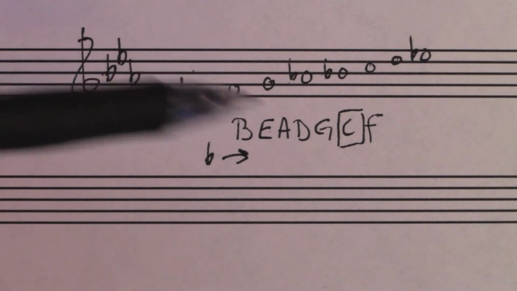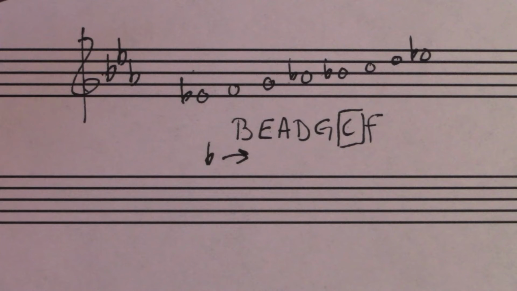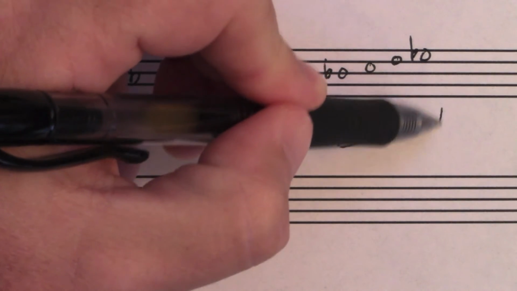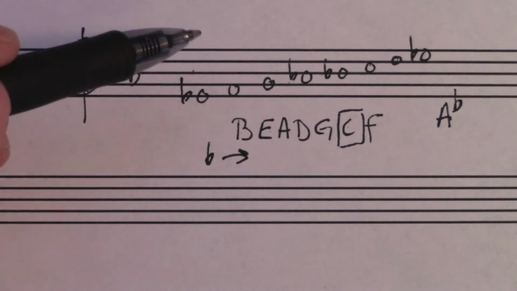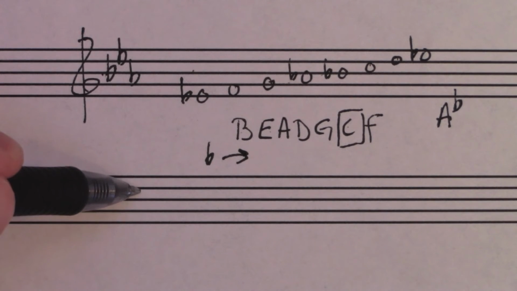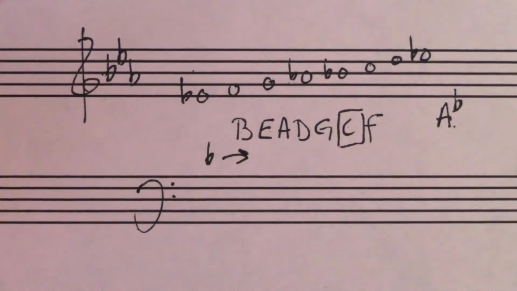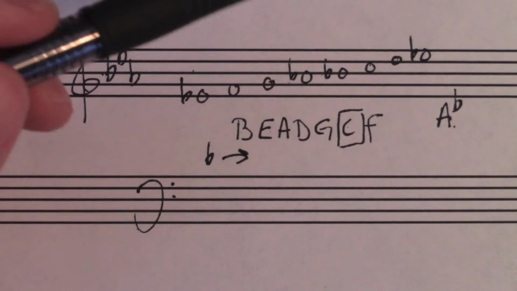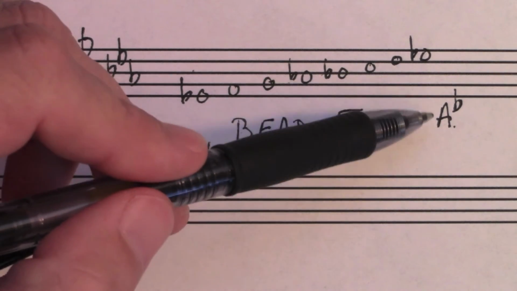Okay? So you're with me. B, E, A, D, G, C, F. C has 0 sharps and flats. Well, now, let's figure out what is the key for A flat major. And just to trip things up, let's do it in bass clef. A flat major. This is what you do. First of all, is it a flat key or a sharp key? Right, it's a flat key.